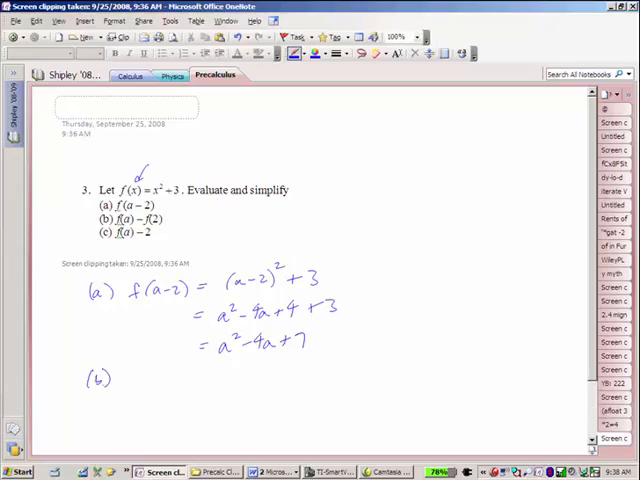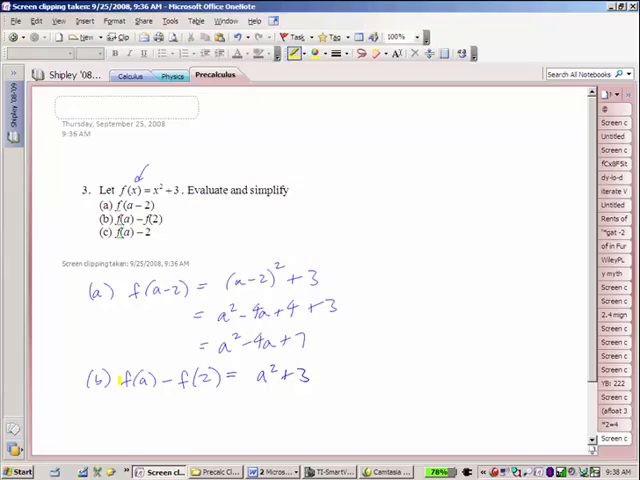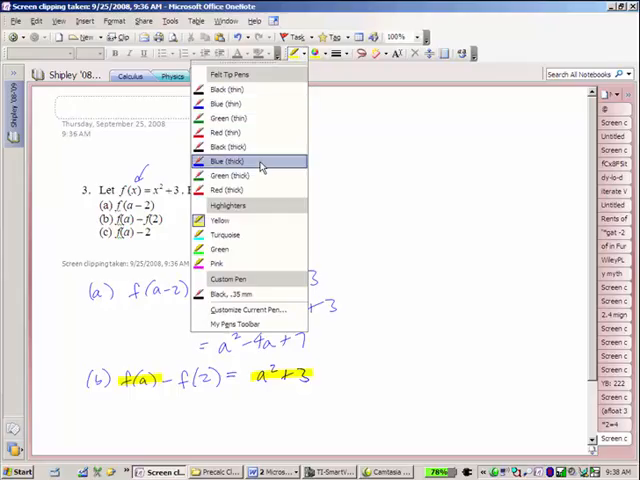B. F of A minus F of 2. Danny, you want to start that one? All right, so first you have to do F of A, which would equal A squared plus 3. All right, so Danny says we're first going to do F of A, which is A squared plus 3, so I'm going to say this. That's that part, okay? All right.